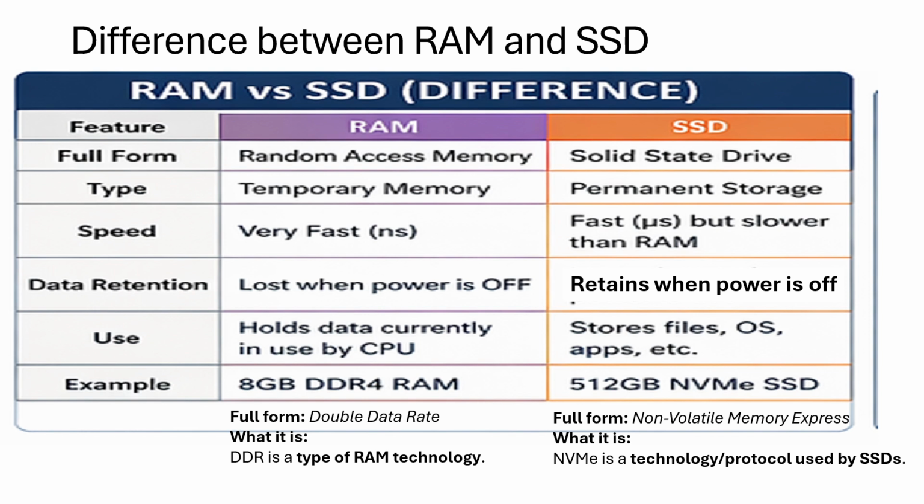Okay. Now a RAM example can be 8 GB DDR4 RAM. DDR stands for double data rate. So DDR is a type of RAM technology. And for SSD, non-volatile memory express, NVMe, is a technology protocol used by SSDs.